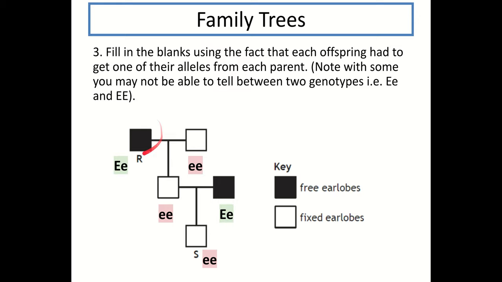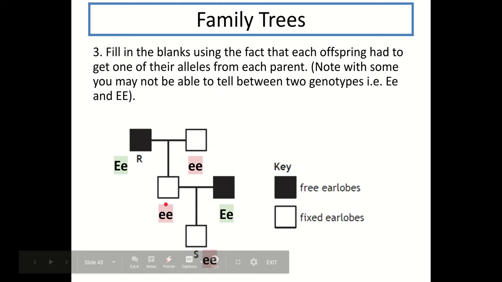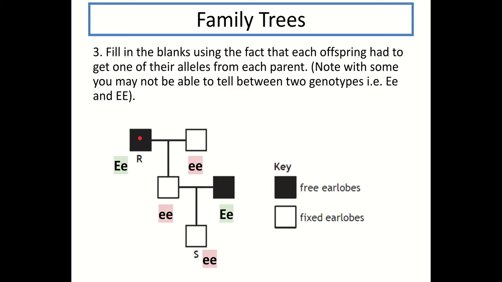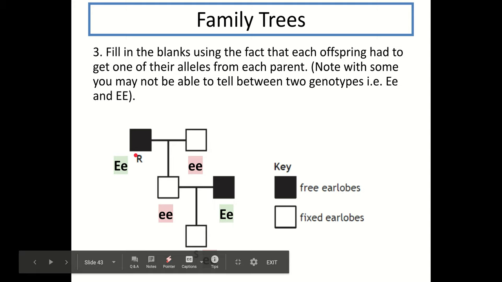So for example, if we look at person R, I know they have to have at least one big E because they have free earlobes, but is their genotype big E big E or big E little E? Well, to find out, I look at the offspring. So the offspring has the genotype ee, and they must have gotten one little e from each parent. So got one little e from this parent, but they must have also got one from this parent over here. So that means person R had to have at least one little e to be able to pass it on to them. So they have to be big E little e. It's the exact same situation for the person here on the bottom right. So person S down here. This means they definitely have one big E because they have free earlobes.